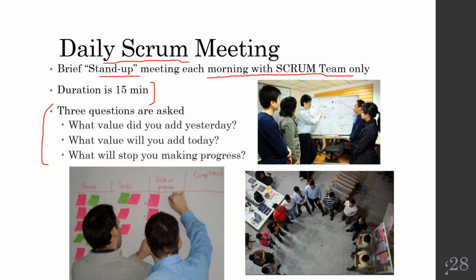What value did you add yesterday? Basically, what targets have you already achieved? And secondly, what value will you add today? That is, you are basically marking up today's objectives. And finally, the last question, that is, what will stop you from making progress? That is, what are the desired goals or what are the end objectives that will yield the final product?